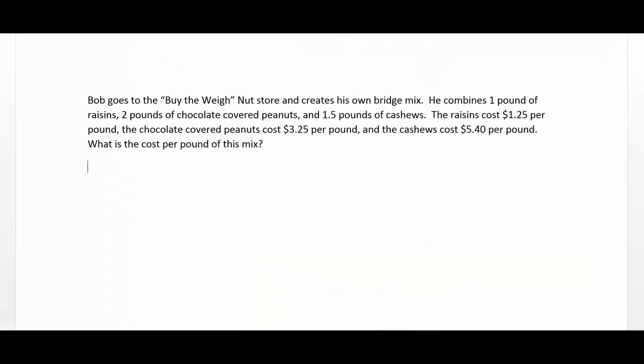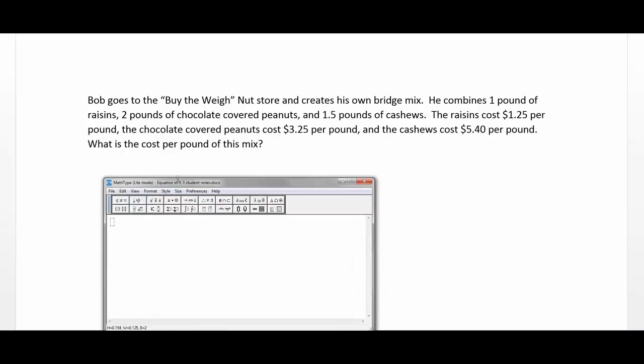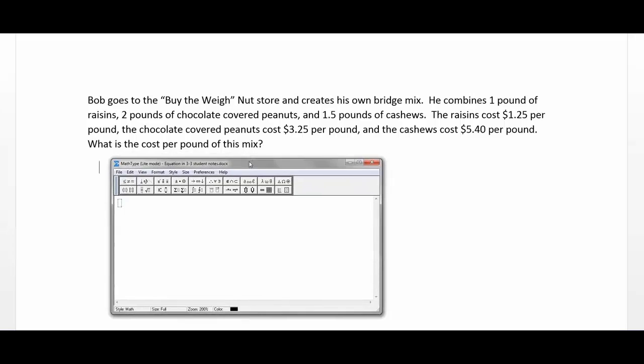Okay, so the last question that shows up in this particular topic is this weighted mean question. This is something that teachers are actually good at because we do this when we calculate grades, when certain things are more relevant for your overall score than other things. All right, so this gentleman goes to a nut store and he makes his own special brand. He takes 1 pound of raisins. Well, each pound costs $1.25. And then he does 2 pounds of the chocolate covered raisins, and the chocolate covered raisins are 3.25 per pound.